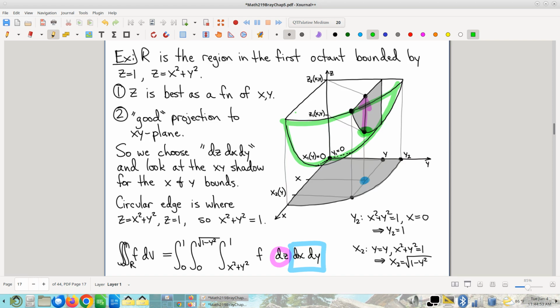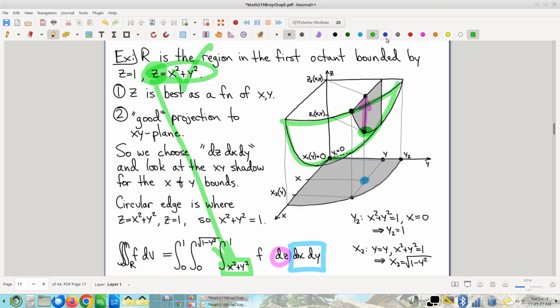But very conveniently here, check it out. For every X and Y, every point in the projection, looking straight up, the lowest value of Z is going to come from a point on that green surface, and it's always the same green surface. So it's always easy to solve for Z, and you get a single expression, and that's your lower bound for Z. Everybody cool?